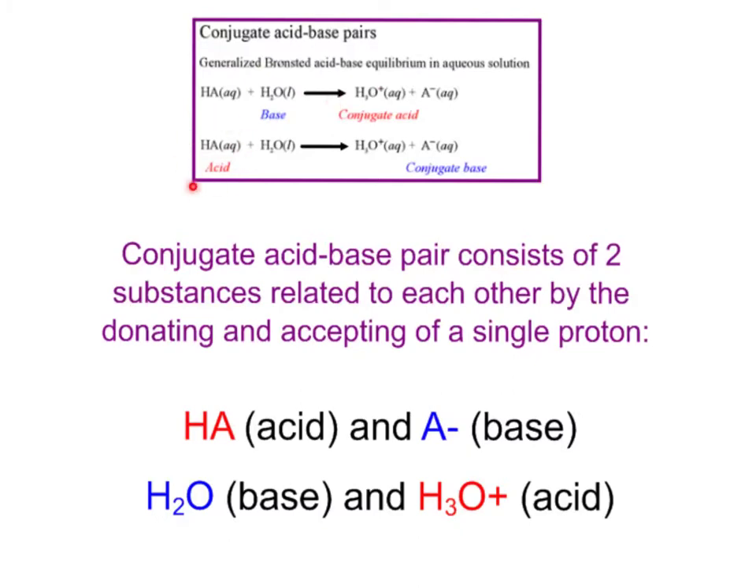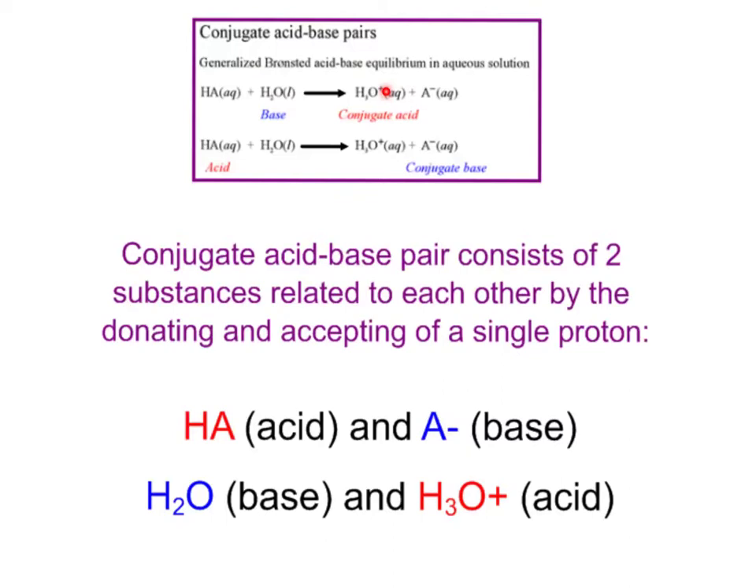When we look at the acid right here, this is an acid because it's donating that proton when we go from here to here. We take our reaction going from left to right. It donated its proton. And what is left over is the conjugate base. So here is the acid and the conjugate base. Here is the base and its conjugate acid. And they are related because they are related by the donating and accepting of a single proton.